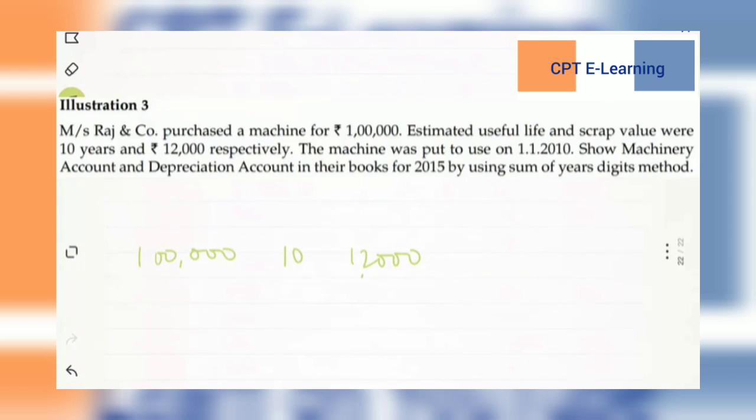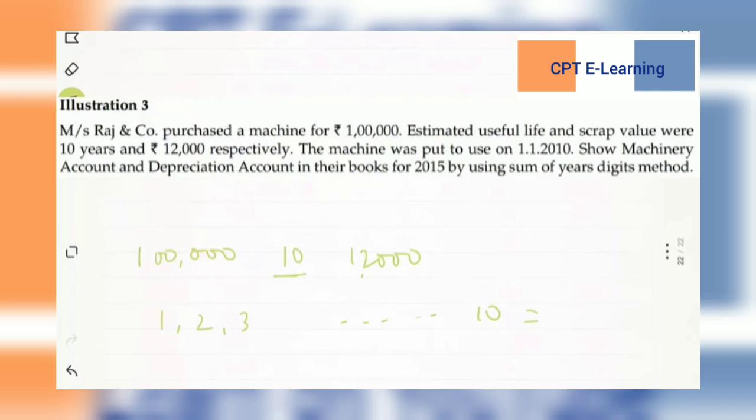Show the machinery account and depreciation account in their books for 2011 by using sum of the year digits method. What I'm not going to do is follow this sum right away. I'm going to teach you what the sum of the year digits method is, right? So how many years are there? There are 10 years in this sum. So first we have to do the sum of the years, right? How many years? 10 years. 1, 2, 3, and so on up till 10. The first thing we got to do is add all these numbers.